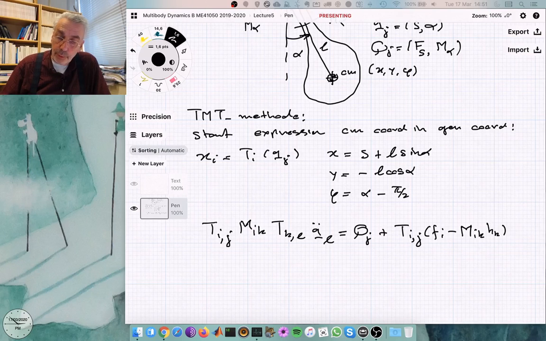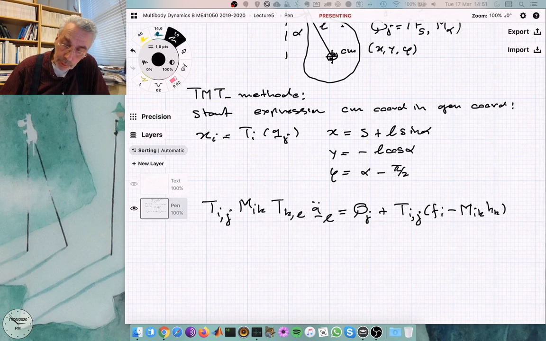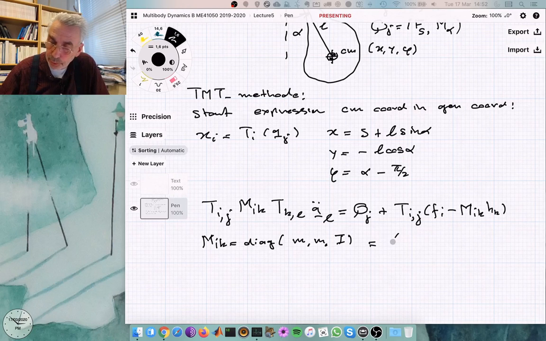Now, do we have all the ingredients? We have this mapping, and then we have to differentiate that again, so that works. We need a mass matrix, so in our case, what is the mass matrix? The MIK is a diagonal matrix, and it's just a mass and an inertia. Or in other words, you can also write it out, M, and I, and these are all zeros.